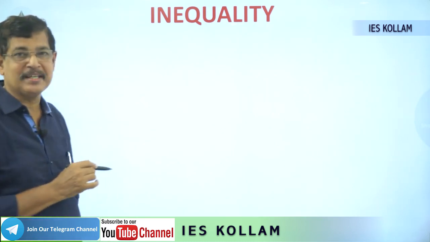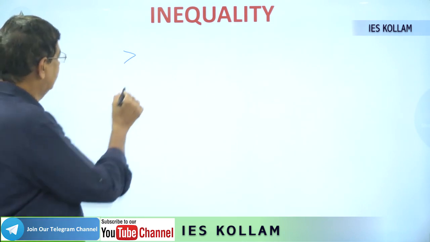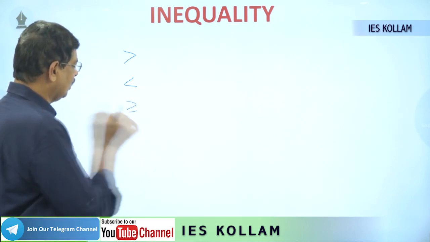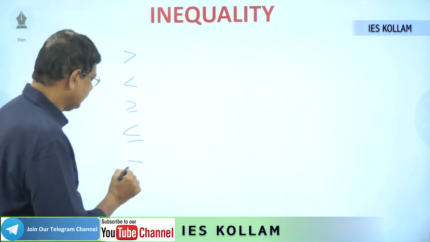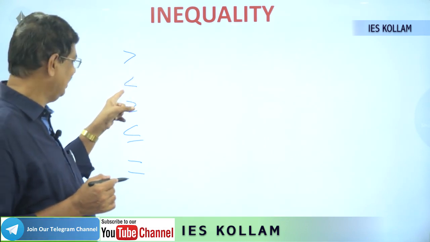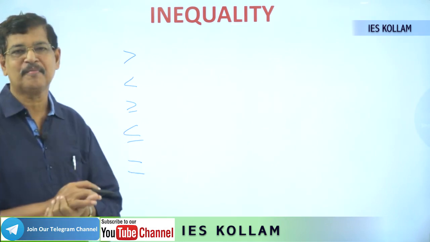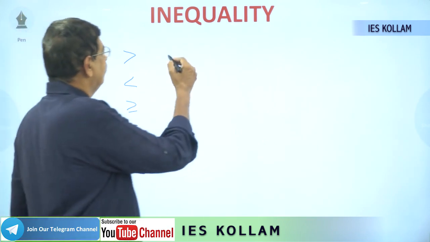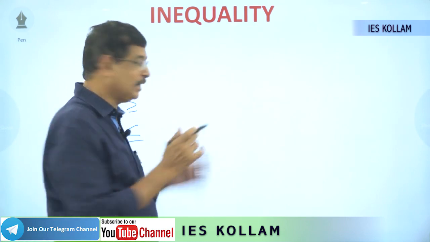The symbols we are using: greater than, less than, greater than or equal to, less than or equal to, equal to. These are the symbols we are using usually. Greater than symbol, less than symbol, greater than or equal to, less than or equal to, equal to. Using these symbols, we have to get some other idea for combination and everything.